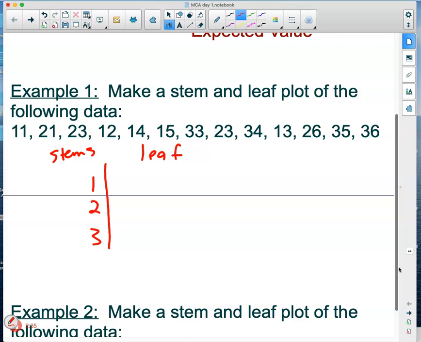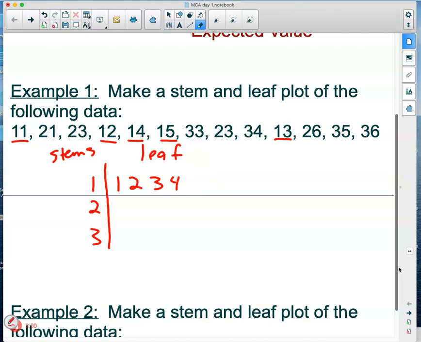And now you go back and you find all of the numbers that have a 1 in the tens position, and you put them in order, but you don't use the 1. The 1 is already taken care of by the stem. So I have an 11, a 12, a 13, a 14, and a 15. This takes care of the 11, the 12, the 13, the 14, and the 15.